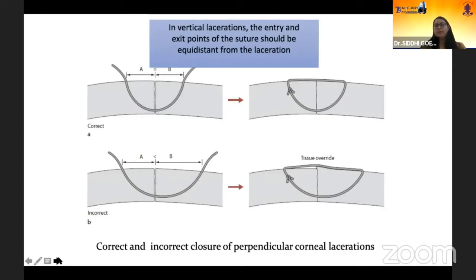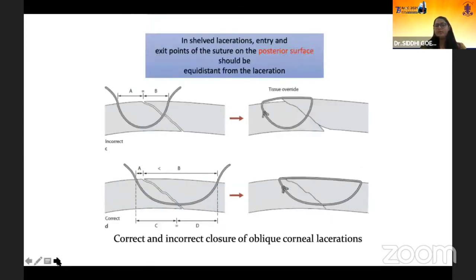of suturing, where the entry and the exit points of the suture should be equidistant from the laceration. However, this does not hold true for shelf lacerations, where the entry and the exit points of the suture should be equal on the posterior surface from the laceration. So here the second image represents the correct technique, and the first technique would lead to tissue overriding.